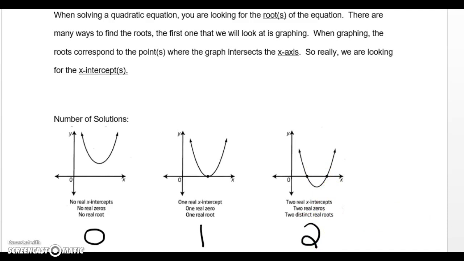This is the same sort of idea if your graph were opening downward. Say, for example, maybe your graph was down here. Here our vertex is below the x-axis and it's open downward, so it's never going to curl back up and go through the x-axis, so that one would have 0 solutions. And the same sort of idea with 1 solution and 2 solutions. So your first step here is we need to graph it in order to determine the number of solutions.